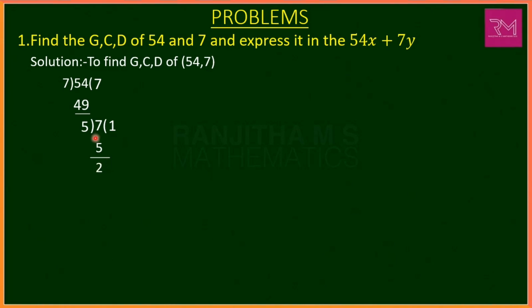So 2 is a remainder for this division method. Next we have to continue this division method till we get a remainder value as 0. Next step, 2 is a remainder. So we have to divide this divisor value 5 with the help of 2. So take like this, we have to divide this 5 by 2.